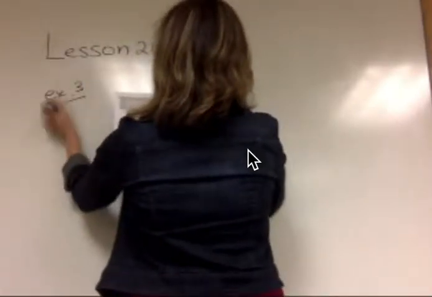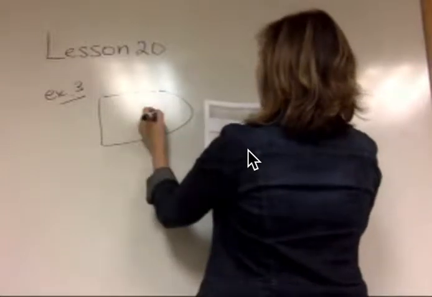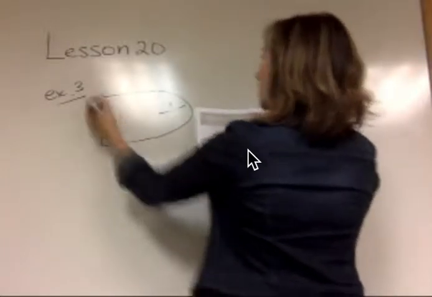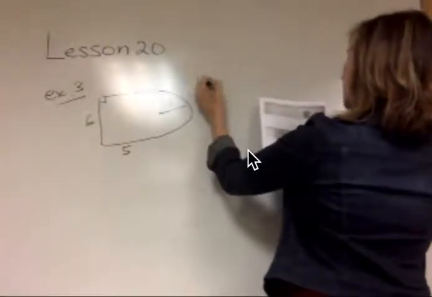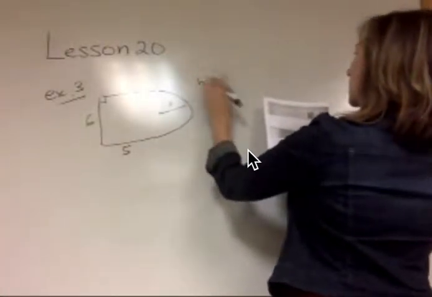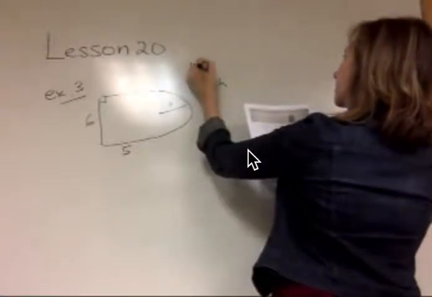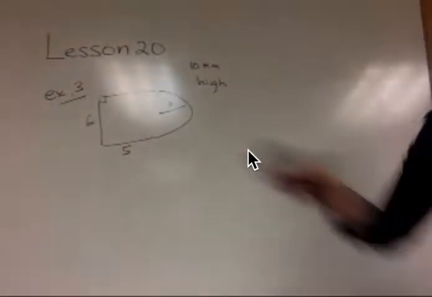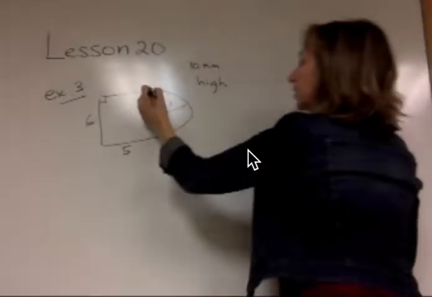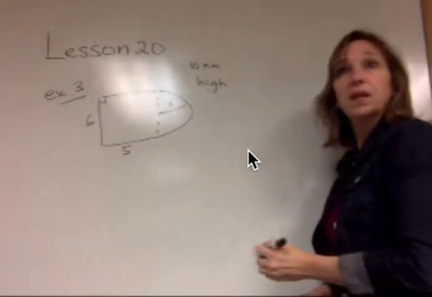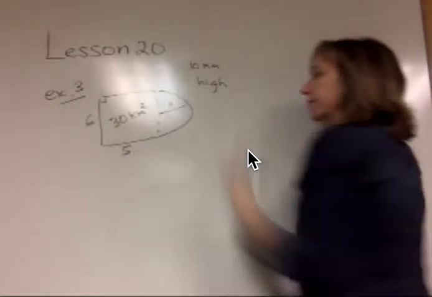So this one has the base that looks like this, but this one has the circle thing going on, which makes it way more complicated. These are right angles. This is 6 and 5, and it tells us that the height is 10 kilometers high. So we're just going to find the area of this, take it times 10. So I'm going to just do my dotted line. This one's going to be 30 kilometers squared.